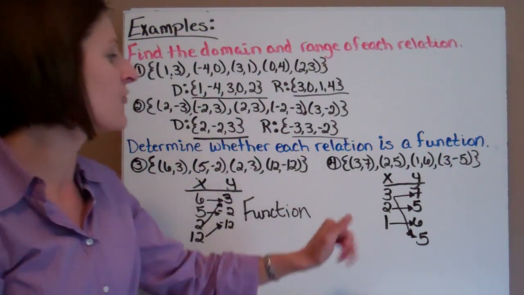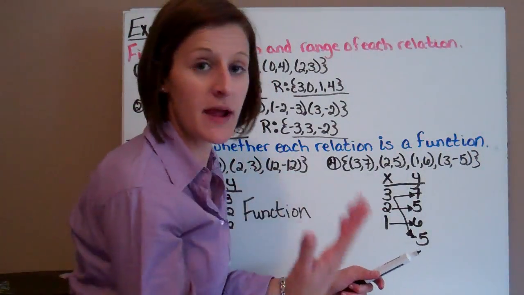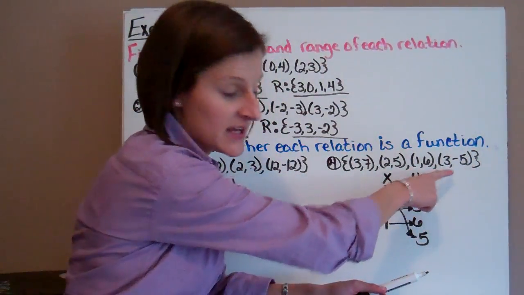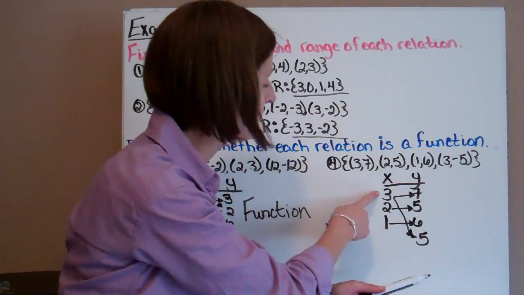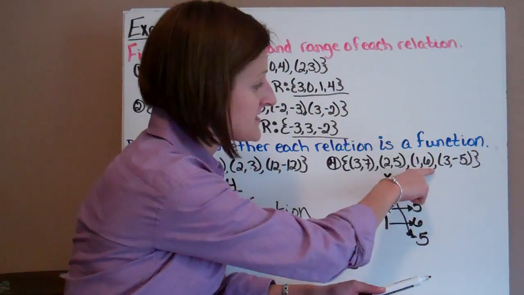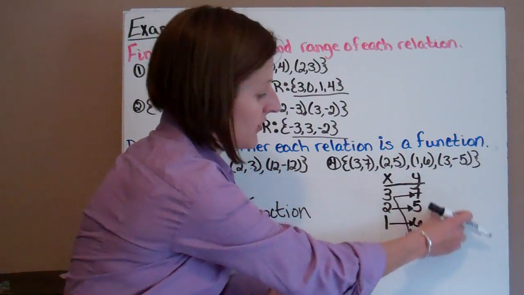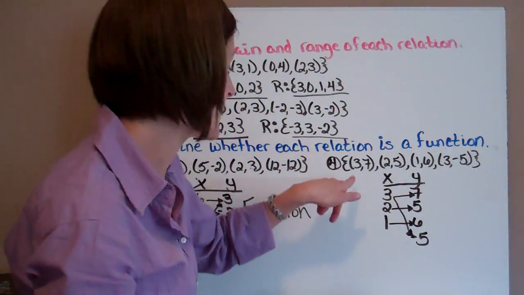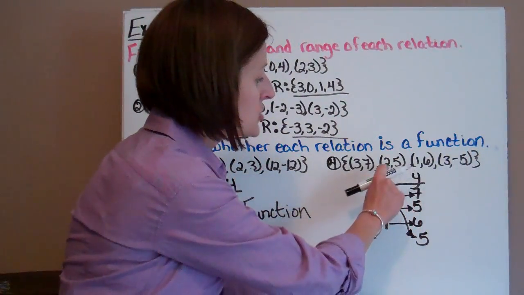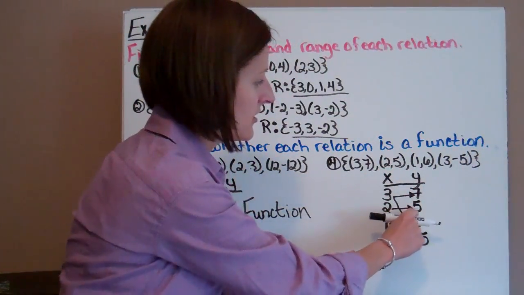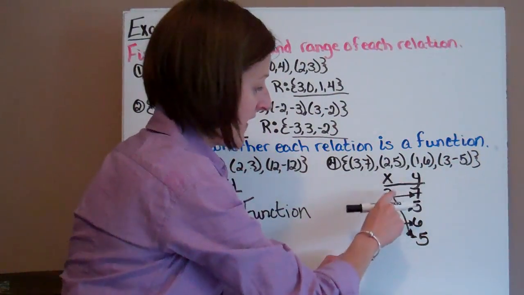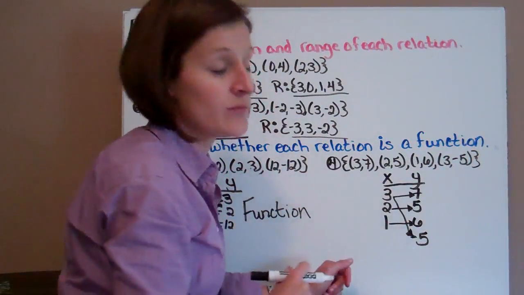Alright, let's look at this fourth one. So I list my x values, so it's 3, 2, 1, and I have a second 3 so I don't have to write it again. Then I have my y values, 7, 5, 6, and -5, and I've written those there. Now draw my lines. 3 goes to 7, so I'm going to draw here to here. 2 goes to 5, so here to here. 1 goes to 6, so here to here. And 3 to -5, so I go from here down.